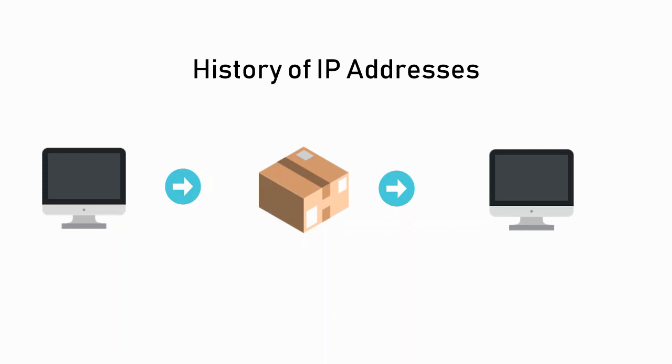Computers send data in the form of packets. So when we send data over the Internet, we need to include the sender's IP address as well as the receiver's IP address within the packet so that the packet can travel over the Internet and reach the recipient.